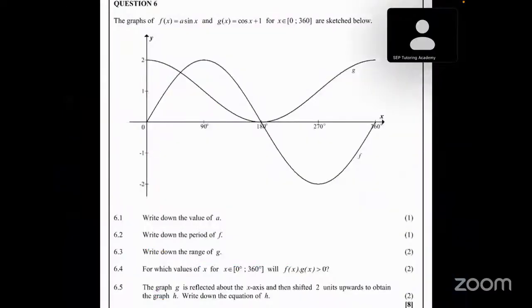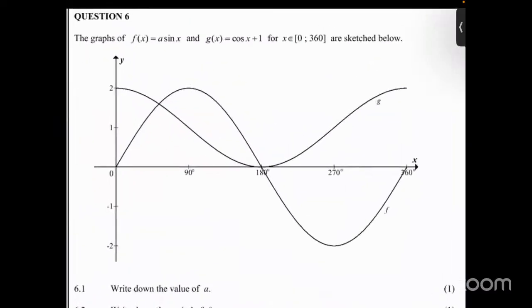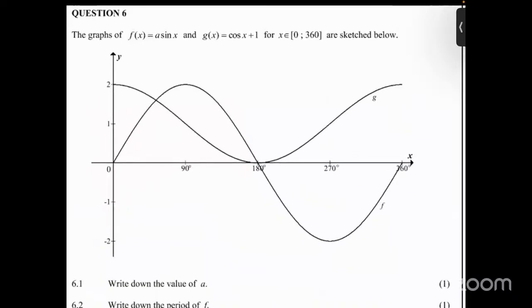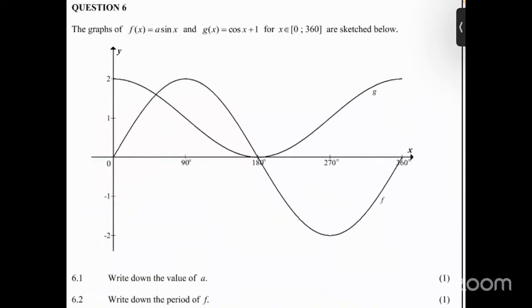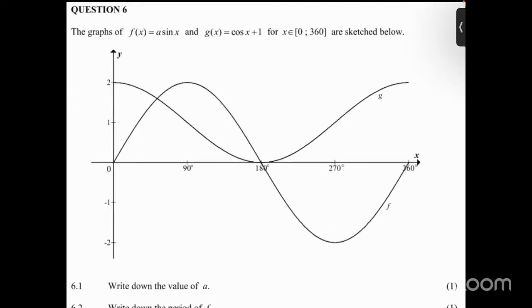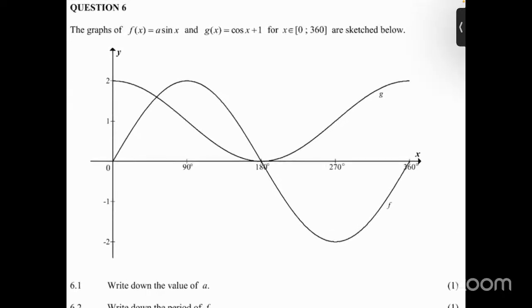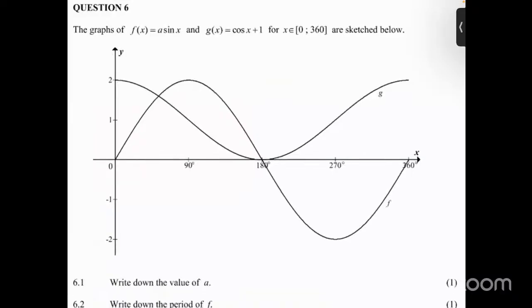So, without wasting much of our precious time, we are definitely going to start with question number 6. Trust me when I say it's not that complicated, but you will be able to understand all that I'm going to explain. You just need to make sure that you try and redo this over and over and over again.